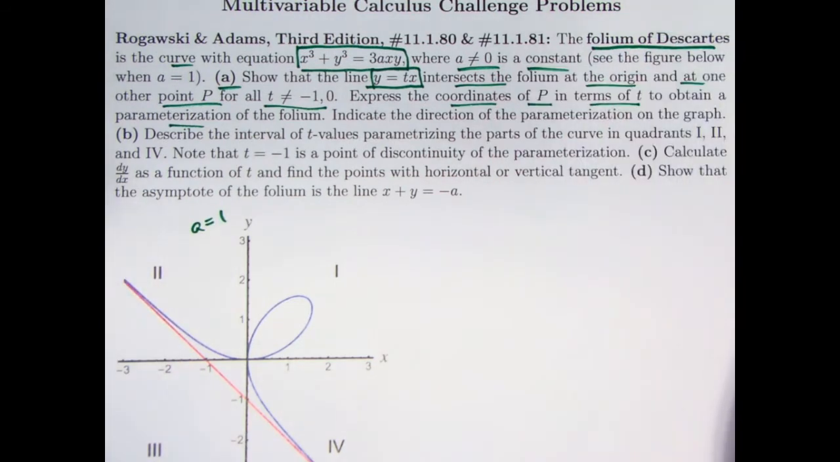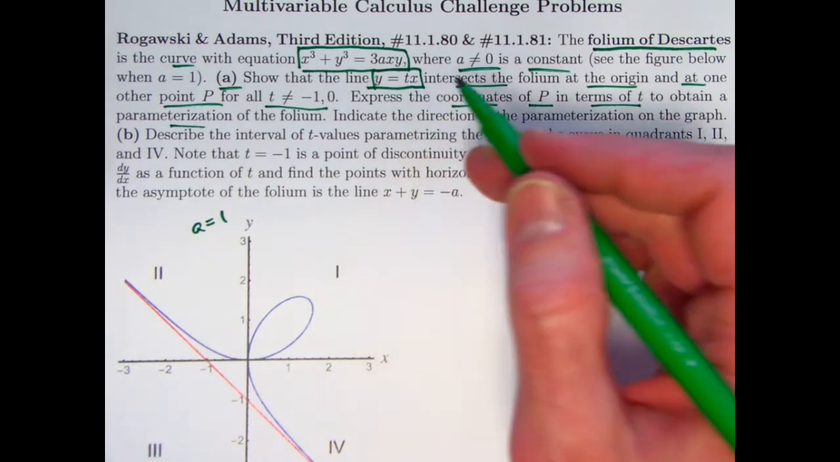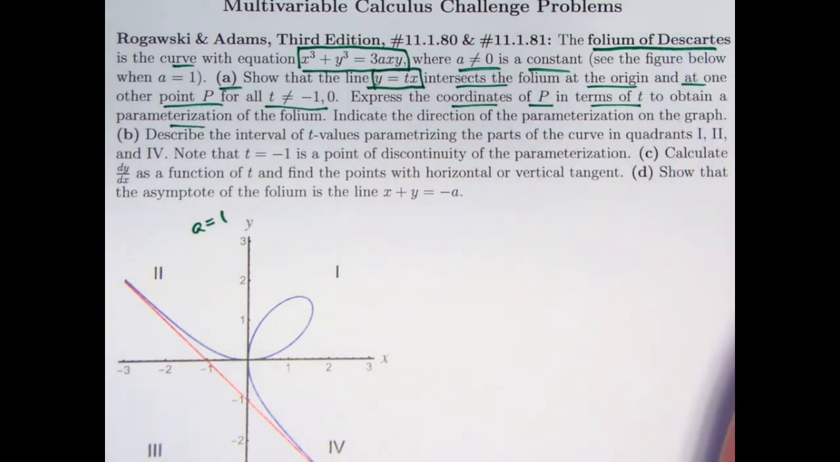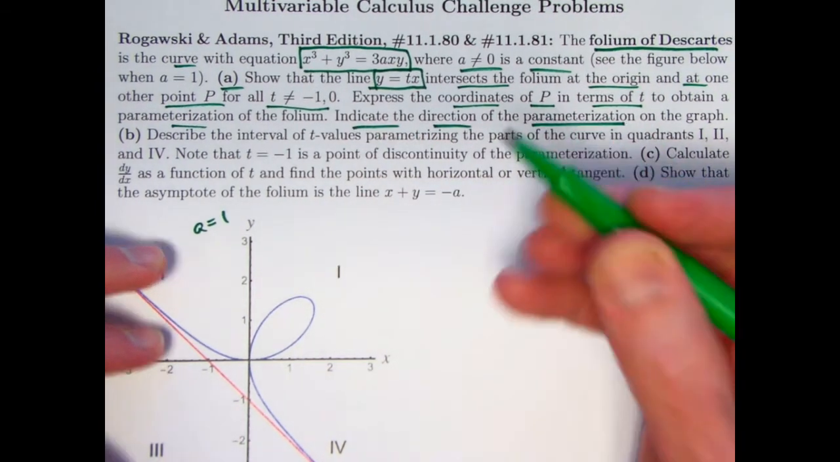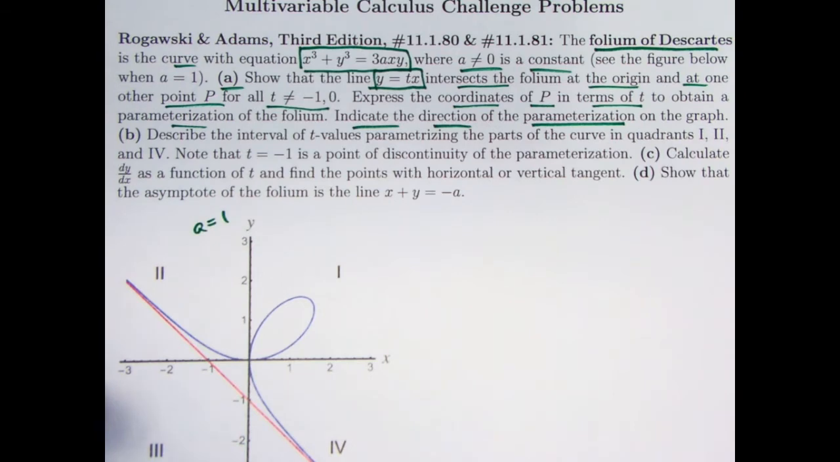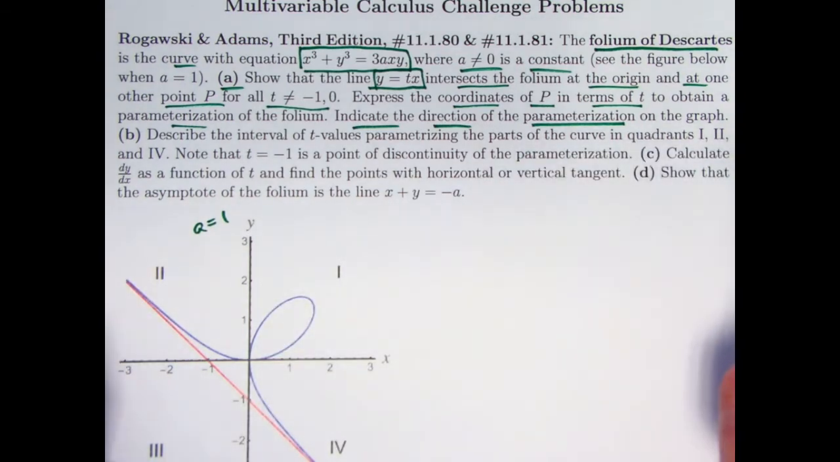And if you didn't know what it looked like ahead of time, trying to guess something like this to help you hopefully come up with a parameterization would be the best approach to trying to draw it as well. Indicate the direction of the parameterization on the graph. In other words, as t, the parameter increases, what is the direction of motion that generates the curve?